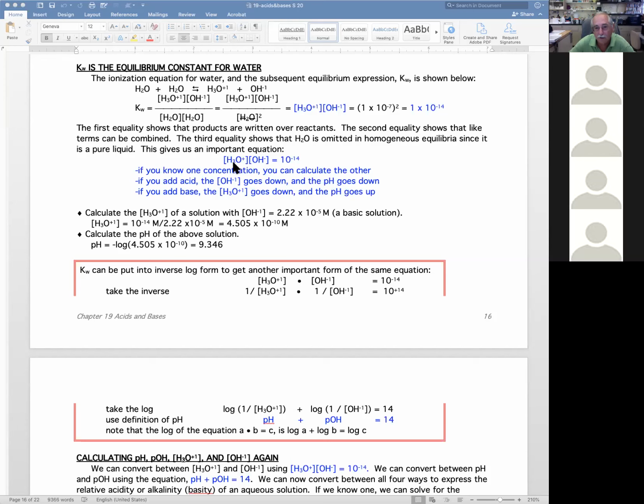Okay. Also, I need to understand this. If I have a solution of water and I add acid, hydronium ion concentration goes up. What has to happen to the hydroxide ion concentration? It has to go down. And now, because I have more hydronium than I do hydroxide, it's going to be an acidic solution, and the pH will go down. So similarly, if I add base, the base increases and the hydronium ion has to go down.